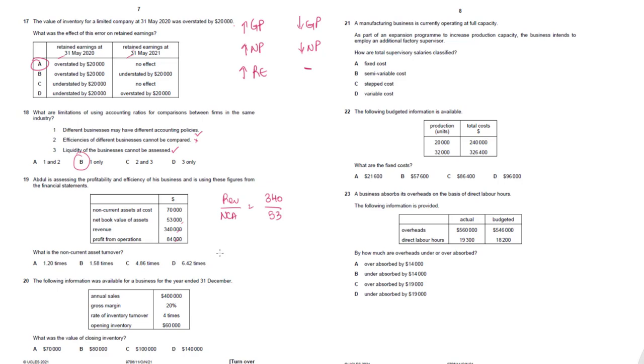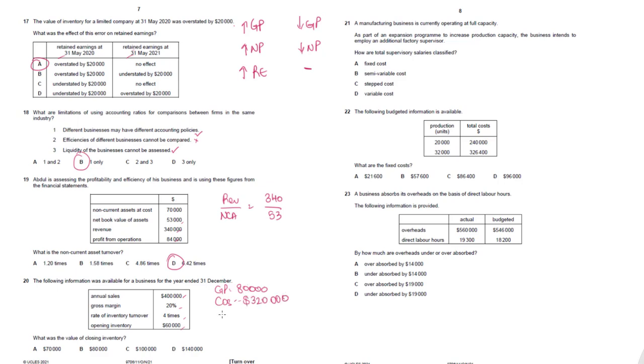So 6.42 times 19D. The following information was available for a business for the year ended 31st December: sales, gross margin, rate of inventory turnover, opening inventory. What was the value of closing inventory? Since the gross margin is 20%, gross profit will be 20% of 400,000, which is 80,000. Cost of sales will be the difference, 400,000 minus 80,000, 320,000.